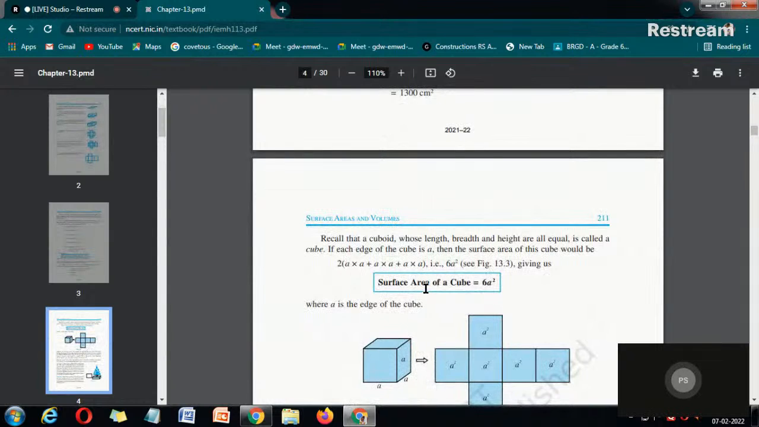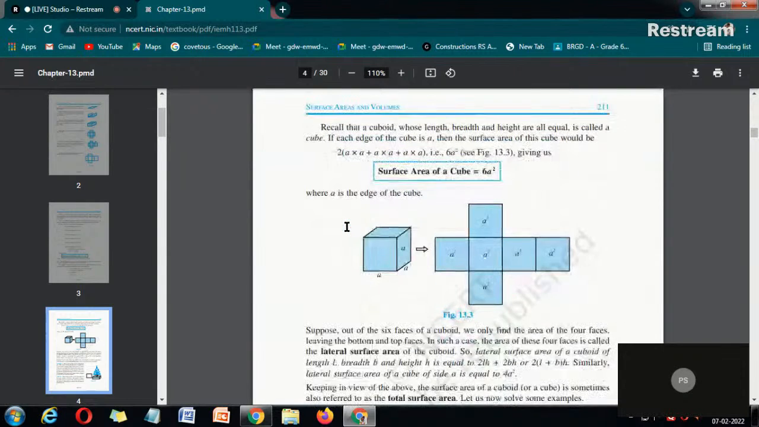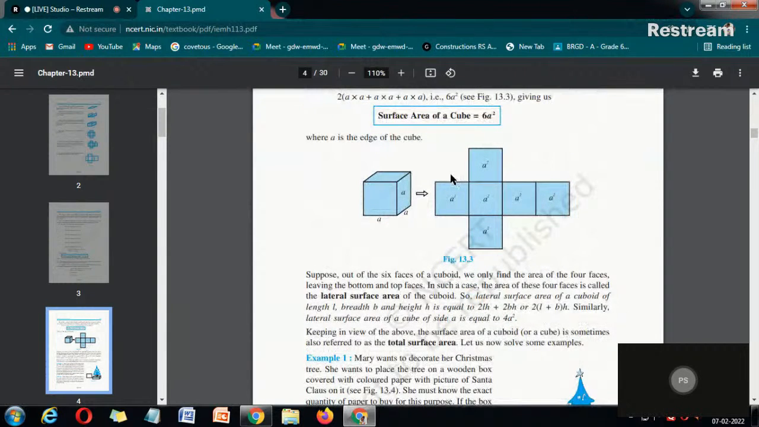Recall that a cuboid whose length, breadth, and height are equal is called a cube. If each edge of the cube is A, then the surface area of the cube would be 2(A into A plus A into A plus A into A). If you multiply, you get the surface area of a cube is 6A square, where A is the edge of the cube. Remember this also. This is a very important paragraph of the introduction.